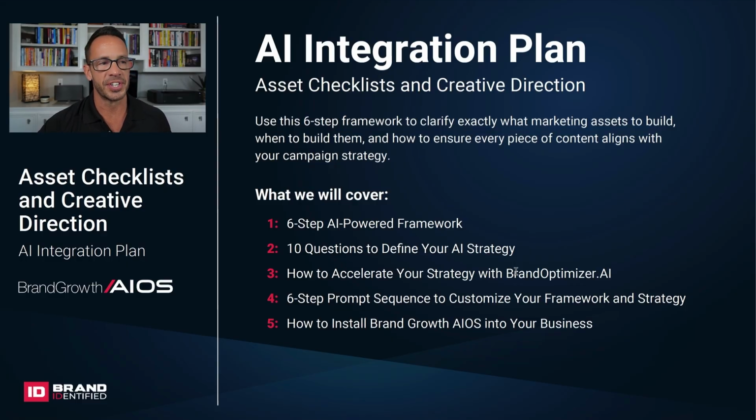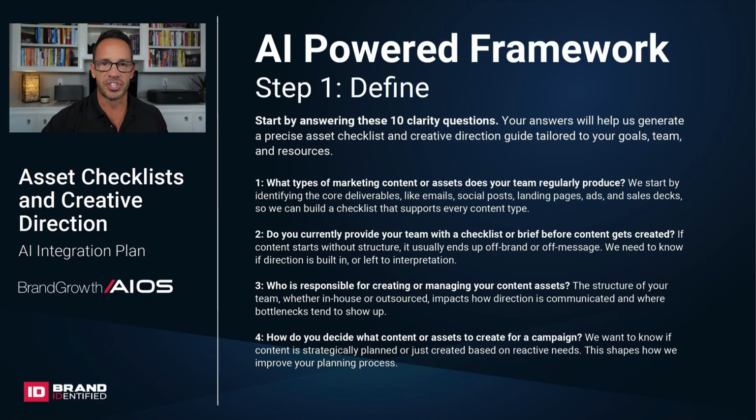So this is what we'll cover today. First up is a 6-step AI-powered framework. Then I'm going to help you answer the 10 questions that you must define to build out your AI strategy. Then I'm going to show you how to accelerate your strategy using the custom GPT over at BrandOptimizer.ai. Then I'm going to walk you through a 6-step AI prompt sequence to help you customize your framework and your strategy specifically for your business, also using that custom GPT over at BrandOptimizer.ai. And then finally, I'm going to show you how to install Brand Growth AIOS into your business. So let's jump in and get started.